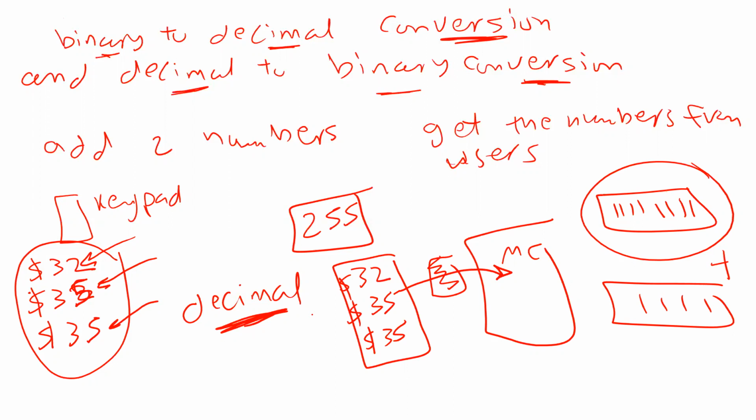Any question, guys? So let me explain the problem again. We need to convert decimal to binary and binary to decimal. Why? Because the microcontroller can only understand binary, but humans are gonna give you the number in decimal, so you need to convert. If you ask the user to give you a number, the keypad gives you 32, 35, 35, and then you have to convert it from decimal to binary.